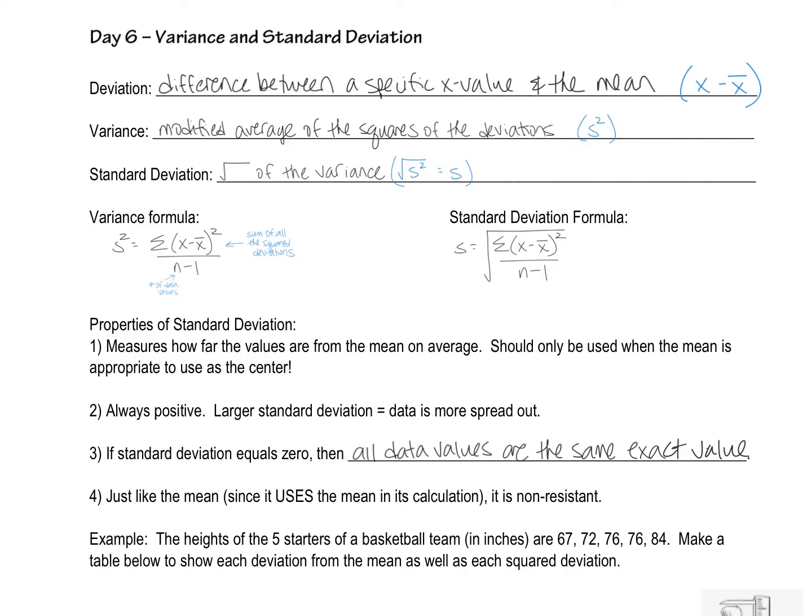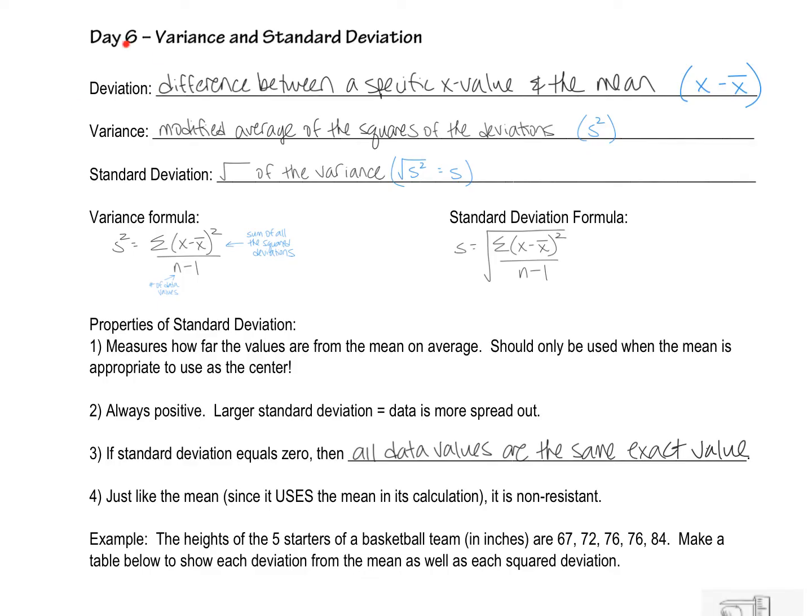And so a couple different measures of spread that we've already talked about are the range. Remember, that's the maximum number minus the minimum number. And the IQR. Remember, that's Q3 minus Q1. And those two things measure how spread out your data is, but also variance and standard deviation measure how spread out your data is. And so that's what this section is over.